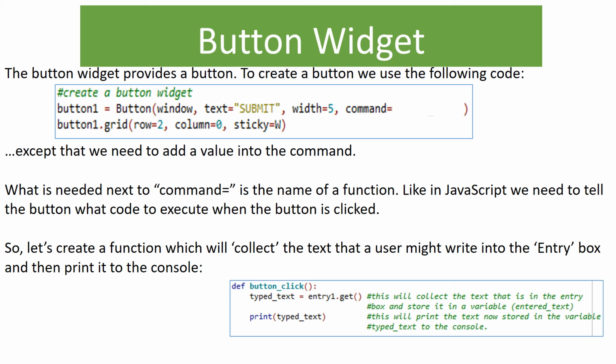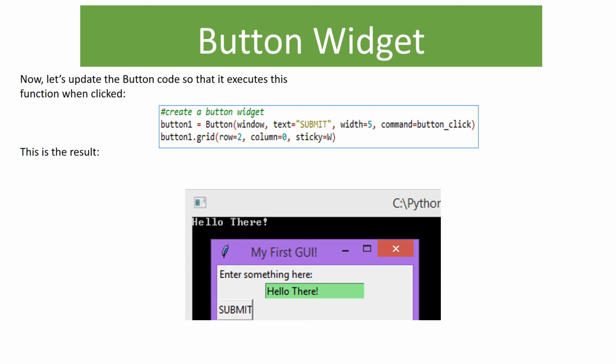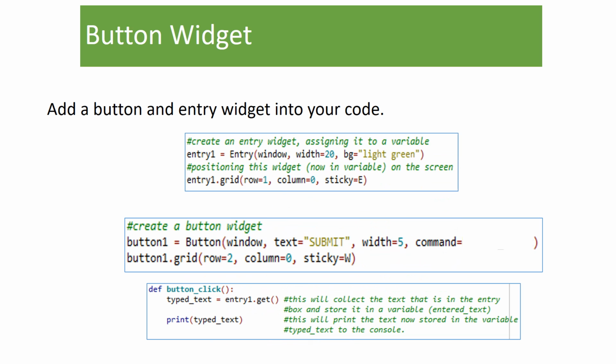Finally, we need to decide where we want our button to be on the screen. So I've got button1.grid and I'm going to put it in row 2, column 0. Here you can see what it looks like. We've got our button text as shown and what it will look like on the screen. And now I want you to add a button and an entry widget into your code.